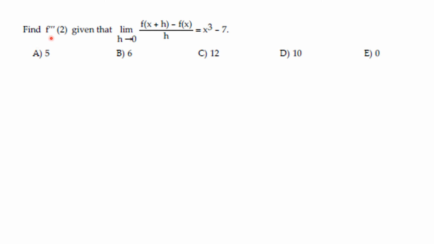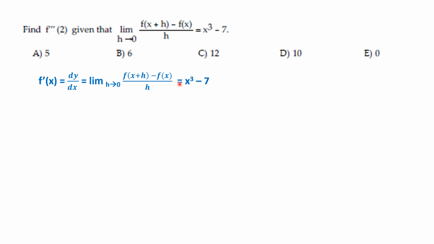Find f triple prime of 2 given that the limit as h approaches 0 of f of x plus h minus f of x divided by h equals x cubed minus 7. To start with, f prime of x, which is the derivative of y with respect to x, equals the limit as h approaches 0 of f of x plus h minus f of x divided by h, and this is given to be equal to x cubed minus 7.